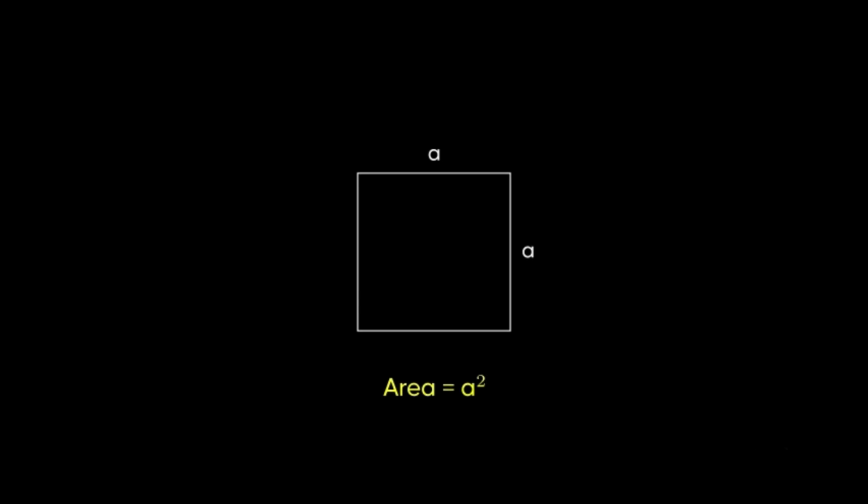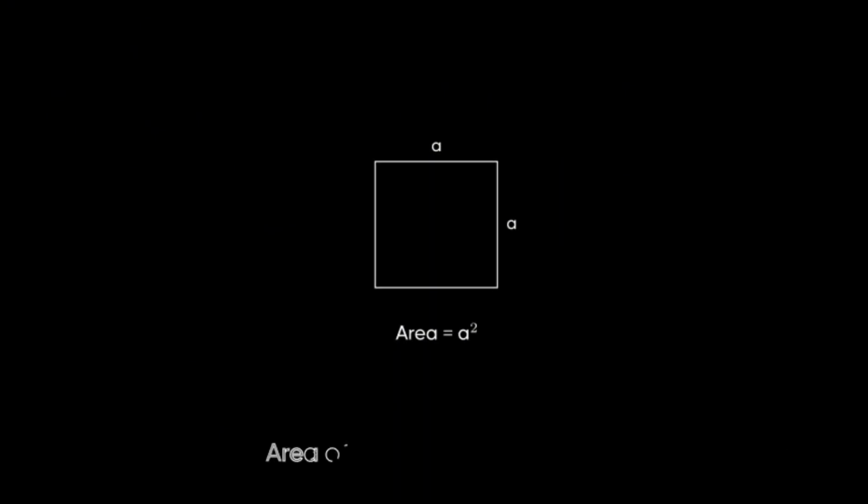If a square has sides of length 4, its area would be 4 squared, which equals 16 square units. If its sides are 5 units long, the area would be 5 squared, or 25 square units. The beautiful pattern here is that the area of a square is always equal to its side length multiplied by itself, or in other words, the side length squared.